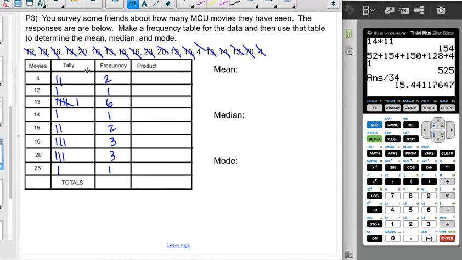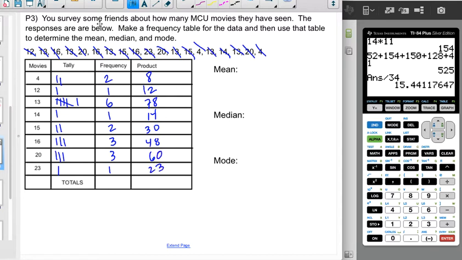So the product of 4 times 2 would be the 8, right? 12 times 1 is 12. 13 times 6 should be an 18 and a 60, right? So that should be a 78. 14, 30, 48, 60, and 23, right?